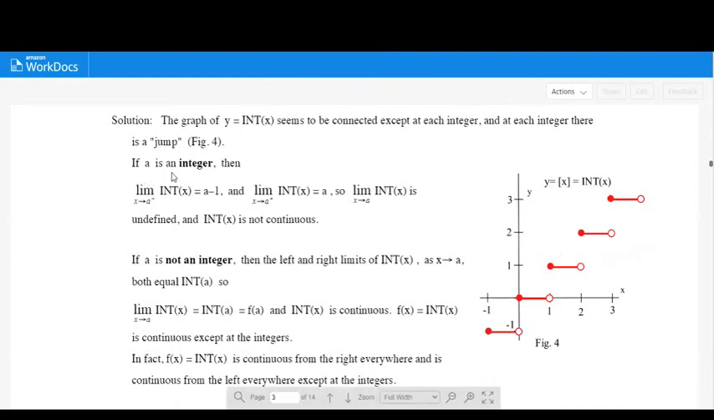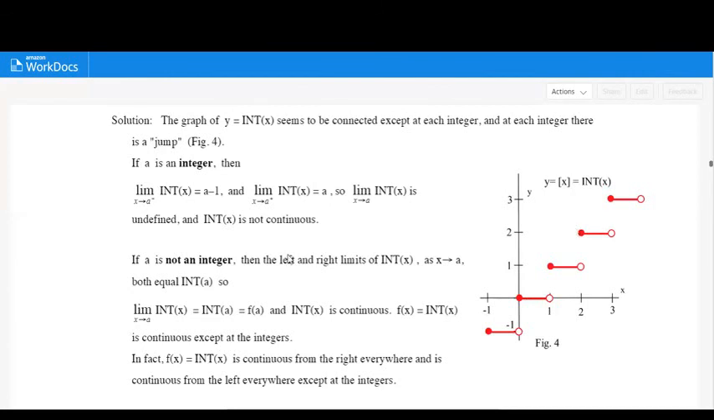Okay, so if a is an integer, then the limit of int x from the left of a is equal to a minus 1 and the limit of the int x from the right of a is equal to a. So the limit of int x as x approaches a is undefined kasi nga hindi equal yung kanyang left at saka right limits, and int x is not continuous. So kita naman 'di ba? Kasi kanina nga kapag nasabi natin na kapag continuous ang function, then we can trace the graph without lifting our pen or pencil. Dito, hindi mo siya matitrace lahat kasi may mga jumps. So, kitang-kita na this is not continuous.